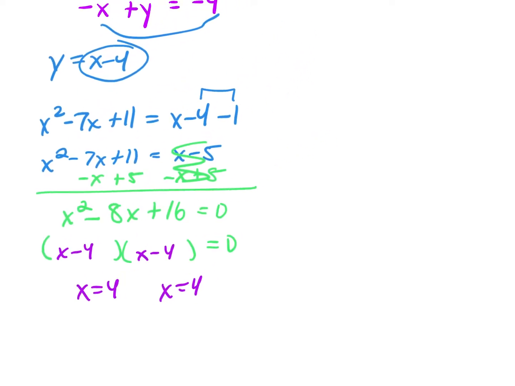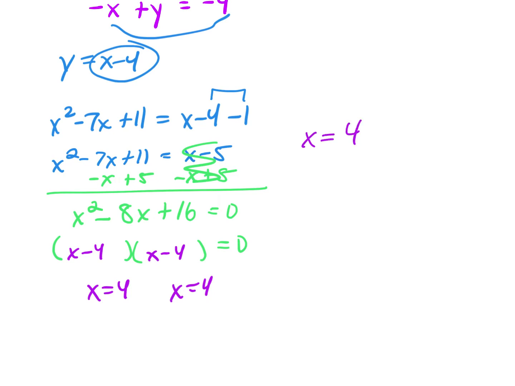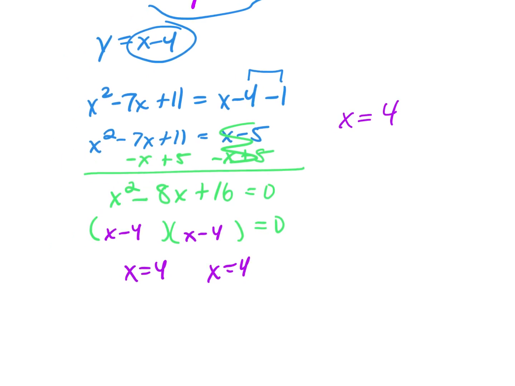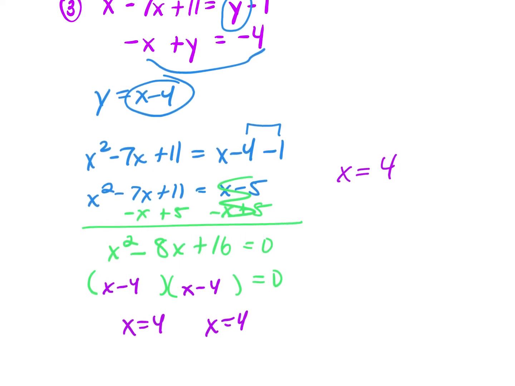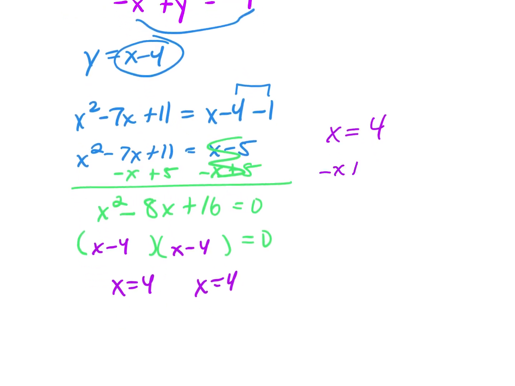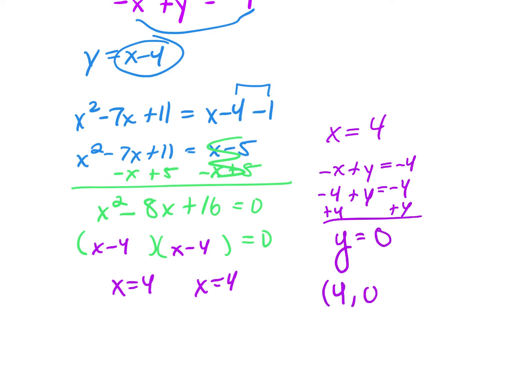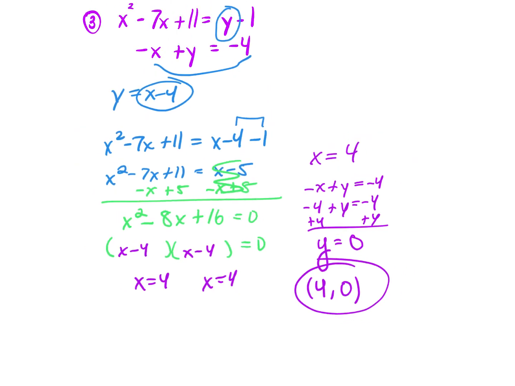So I'm going to plug in x equals 4. Which equation do you want to plug it into? The bottom one, negative x plus y. Negative x plus y equals negative 4. Okay, so I have negative 4 plus y equals negative 4. Add 4 to both sides. Y equals 0. So your point here is 4 comma 0. There's only one solution point there. When you graph these two equations, they only cross at one point. Questions?